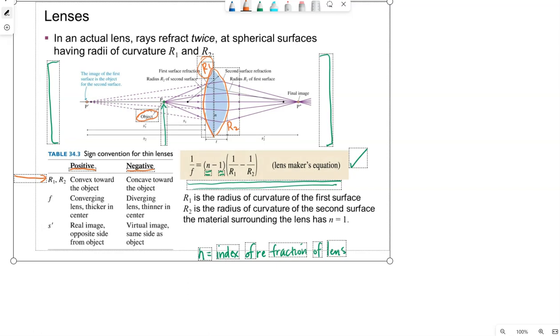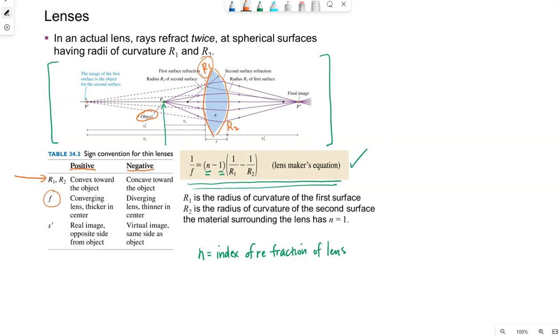Ultimately, our focal lengths are positive for converging lenses. They're negative for diverging lenses. And then our images, it turns out that real images are still going to be a positive S prime value, but they will appear on this opposite side of the lens compared to the object. So we could say the back side of the lens. So that's backwards from the mirrors. Real images for a mirror showed up on the same side of the mirror as the object.